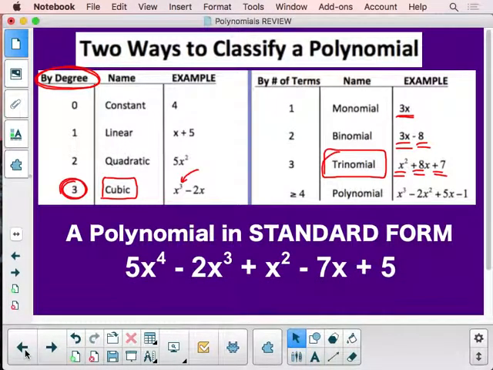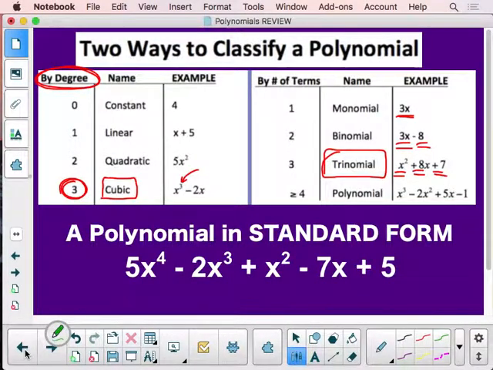Standard form is down here at the bottom of the screen. Standard form would be if we have our exponents in descending order. You can see we have a power of 4 down there, and then we have a power of 3, then a power of 2. Now this x right here, minus 7x, has a power of 1, and then the 5 here technically has no x's at all. So we would have that in descending order.